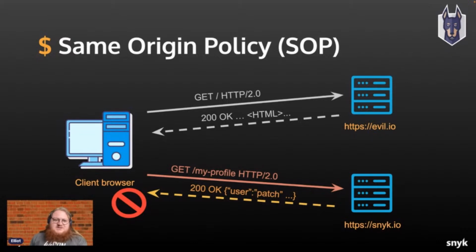But what's important to understand is that the browser will not release that response to the application or allow it to be read. So if you looked in the network tab, you would see that the request and the response have been sent. But then if you had the console of the browser open, you would see a CORS error, and any JavaScript from evil.io would not actually be able to access that information. So we're not going to end up leaking any information here.